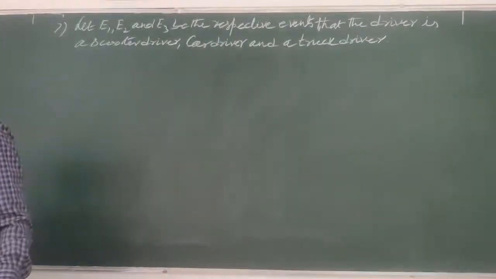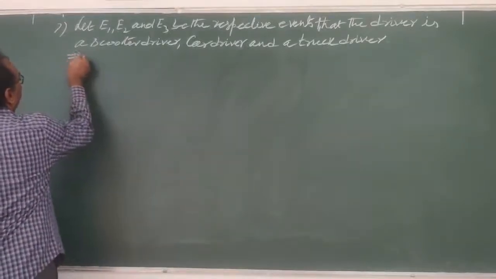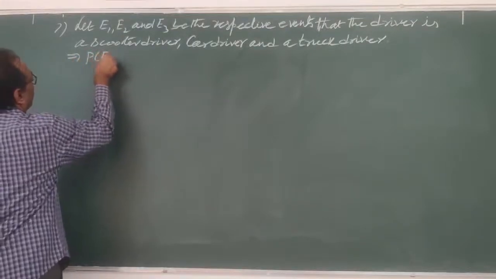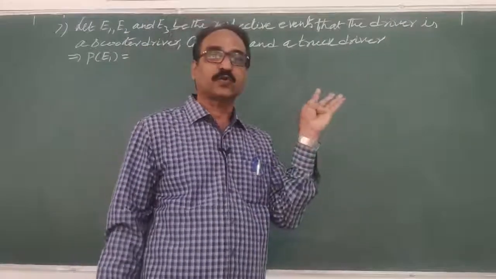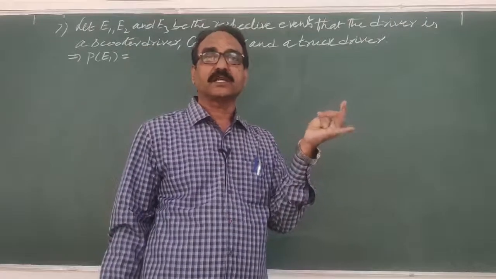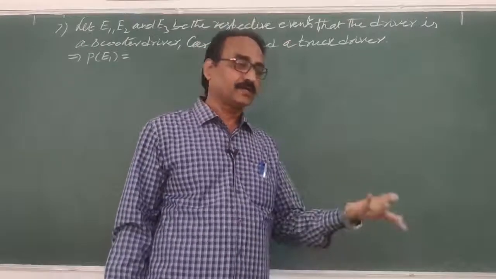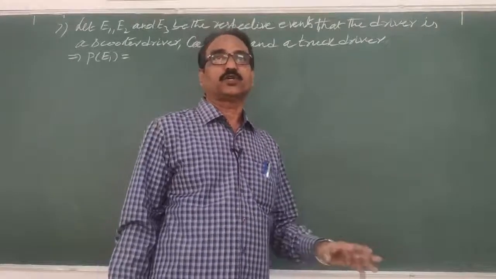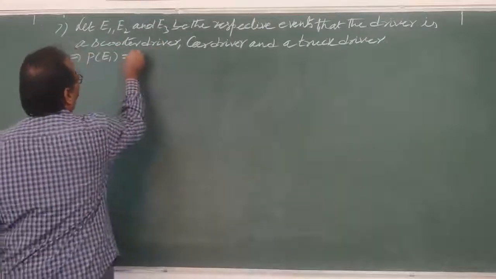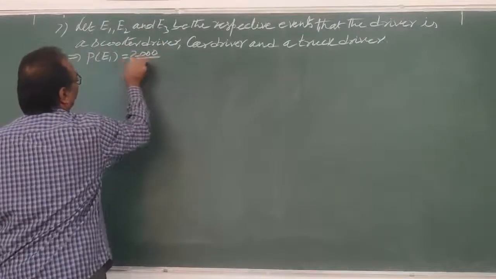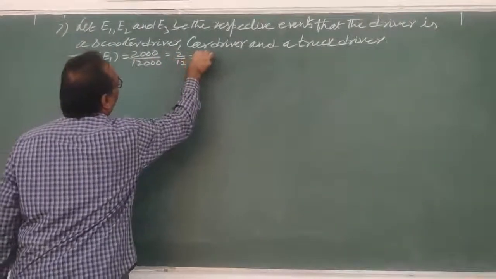From these 3 events we have to find their probabilities now. This implies, what is P of E1? In the statement nothing is given. Total insured persons: 2,000 scooter, 4,000 car, 6,000 truck, means total 12,000 people. Out of 12,000, how many scooter drivers are there? 2,000. So 2,000 by 12,000 is the probability of scooter drivers, which is 2 by 12 or 1 by 6.